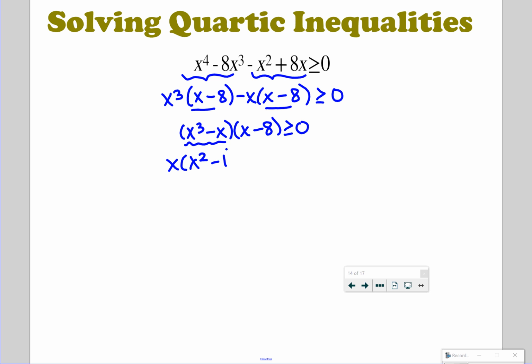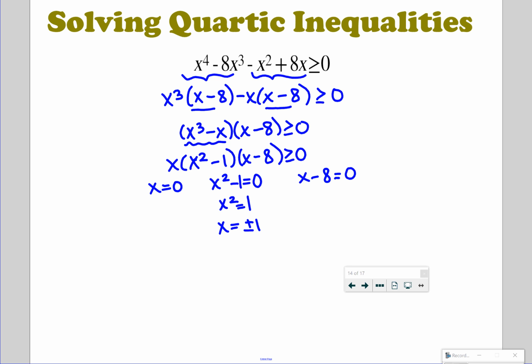So I'll take an x out, and that leaves me with x squared minus 1. And now this is something I can set all my factors equal to 0. If I set x equal to 0, I get 0. Easy as that. If I set x squared minus 1 equal to 0, I would have to add 1, and then take the square root of both sides. Square root of 1 is 1. Don't forget your plus and minus. And if I set x minus 8 equal to 0, I get x equals 8.